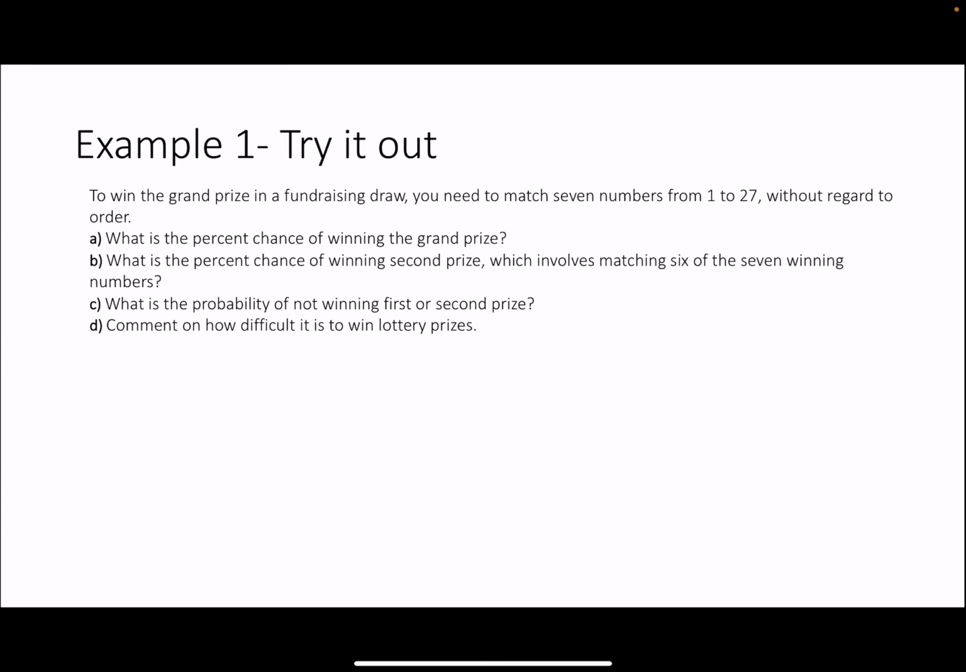All right, so try this out. To win the grand prize in a fundraising draw, you need to match 7 numbers from 1 to 27, without regard to order. What is the percent chance of winning the grand prize?